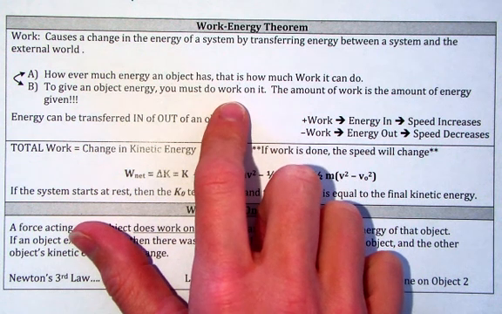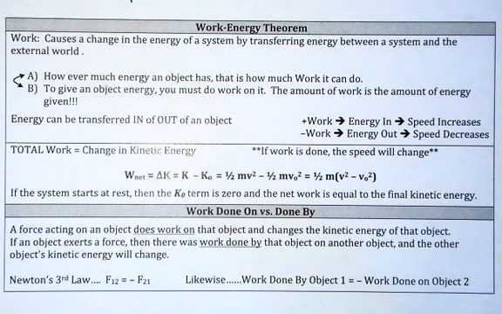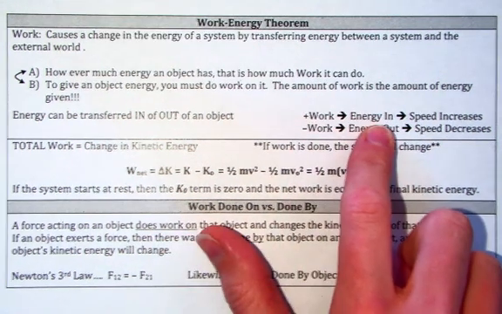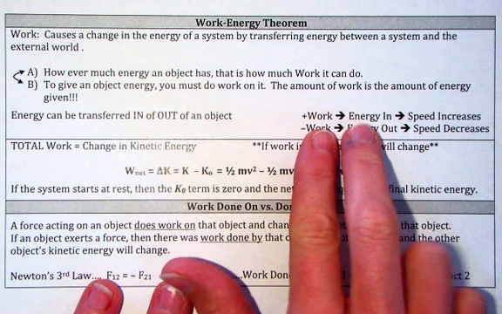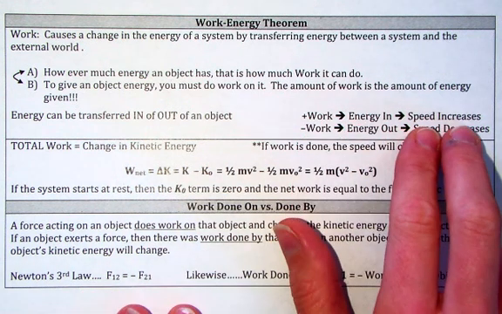So for example, if I'm pushing a cart, I'm starting from rest, I start pushing a cart. I have now added energy because my net force is in the direction that the cart is moving. So I've added that force, I've added work, so energy is in. And notice, if I'm adding energy to a system, my speed is going to be increasing.